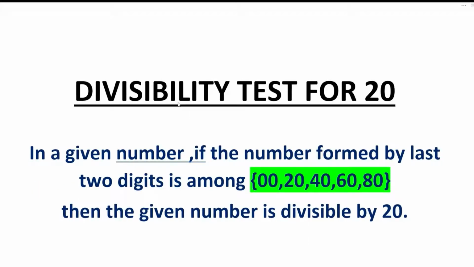First, let us see the divisibility test for 20. In a given number, if the number formed by the last two digits is among 00, 20, 40, 60 or 80, then the given number is divisible by 20. Such an easy test, isn't it?